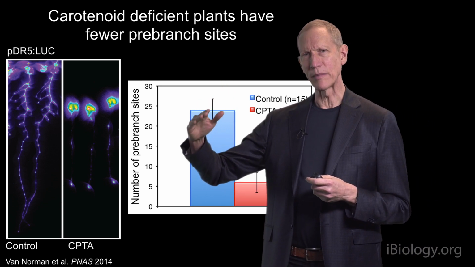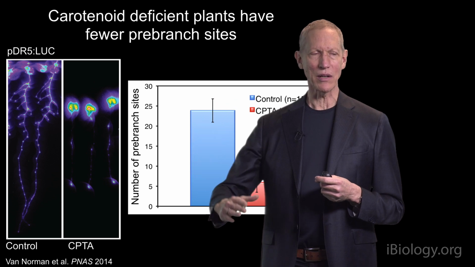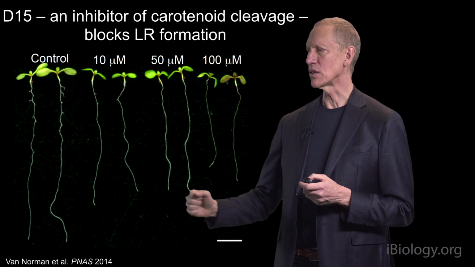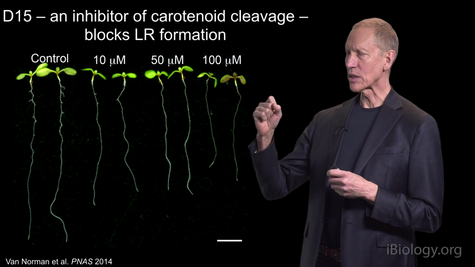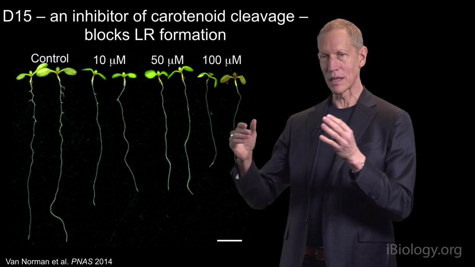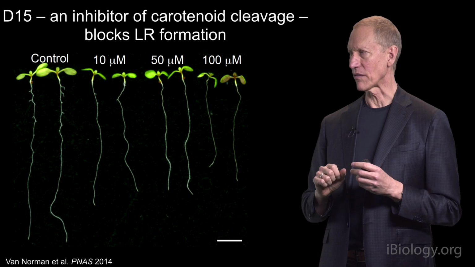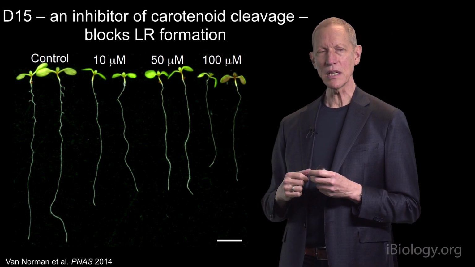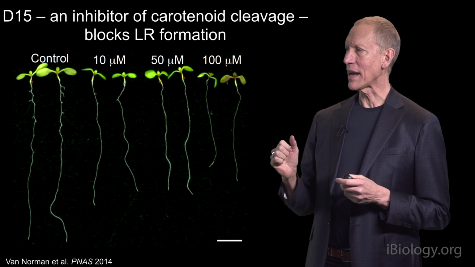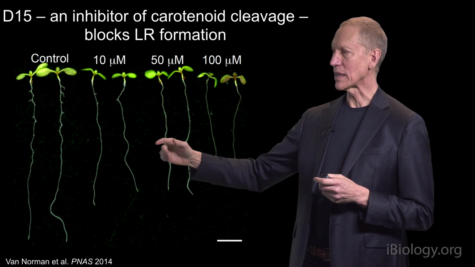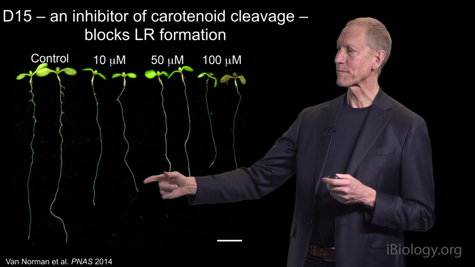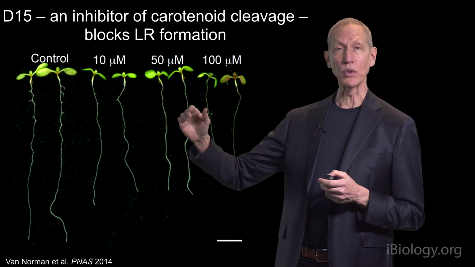However, if you block all of the beta-carotene production and everything that beta-carotene makes, the plants are very unhappy. And so, in collaboration with Tim Bugg at the University of Warwick, he gave us an inhibitor, something that acts very specifically when beta-carotene is cut into smaller pieces, and each of those pieces has a different function. This D15 compound blocks a very specific cleavage. And we asked, well, what happens if we use that instead of blocking beta-carotene? And what we found was that now the plants look pretty happy. They're green, the roots are long, but in fact, they make very few pre-branch sites and very few lateral roots afterwards.